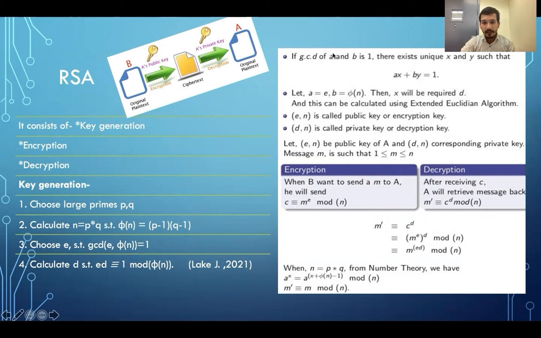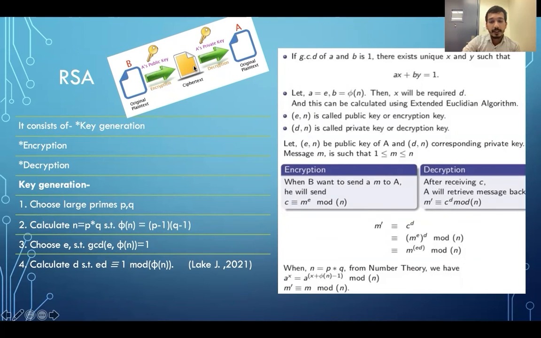Here we use the Euclidean algorithm. If we take a equal to E and b equal to phi(n), then we use the extended Euclidean algorithm. We get the public key and private key. Like here, B wants to send a message M to A. He will send C equal to M^E mod N, using the public key.